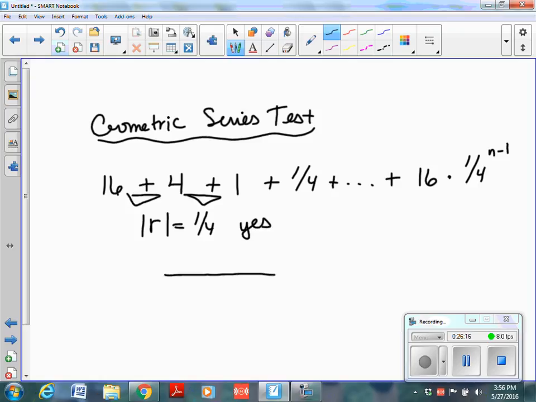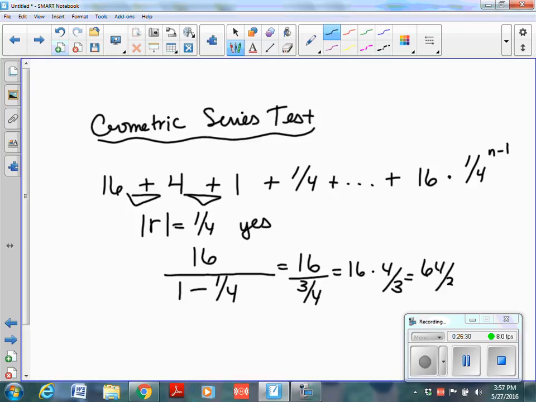My first term is 16 over 1 minus my ratio, which is 1 minus 1/4. So it's 16 over 3/4. And that's going to give me 16 times 4 over 3, which is 64 thirds, which is 21 point something. It's going to converge to 21 point something. This is called a geometric series test.